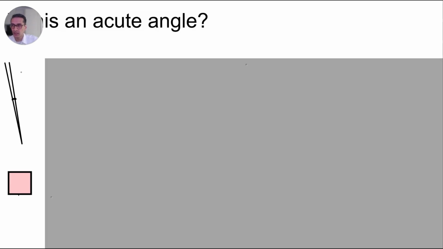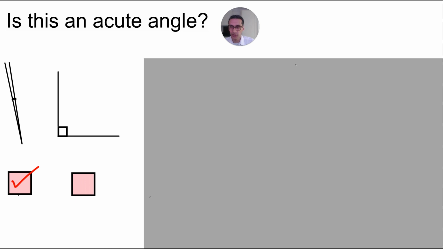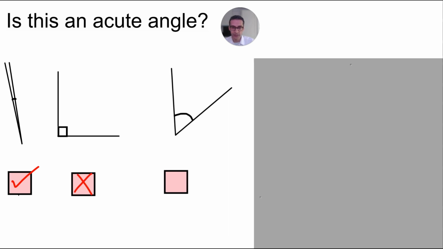So let's get started. All you have to do for the following questions is decide, is it an acute angle from what's drawn here? True or false. I can see the first question is very small. It's definitely less than 90, so this is definitely an acute angle. How about this one? Is this an acute angle? Well, 90 degrees is a right angle, and an acute angle has to be less than 90 degrees. So that's not an acute angle.